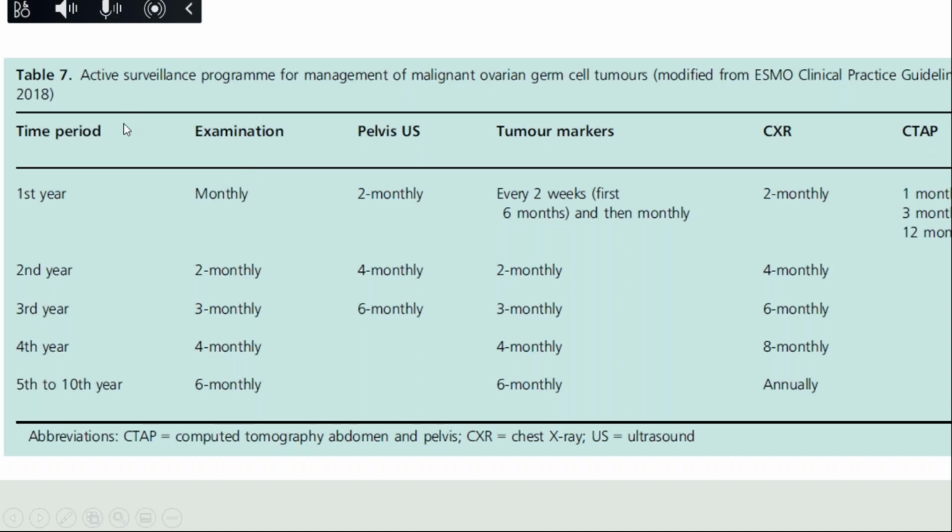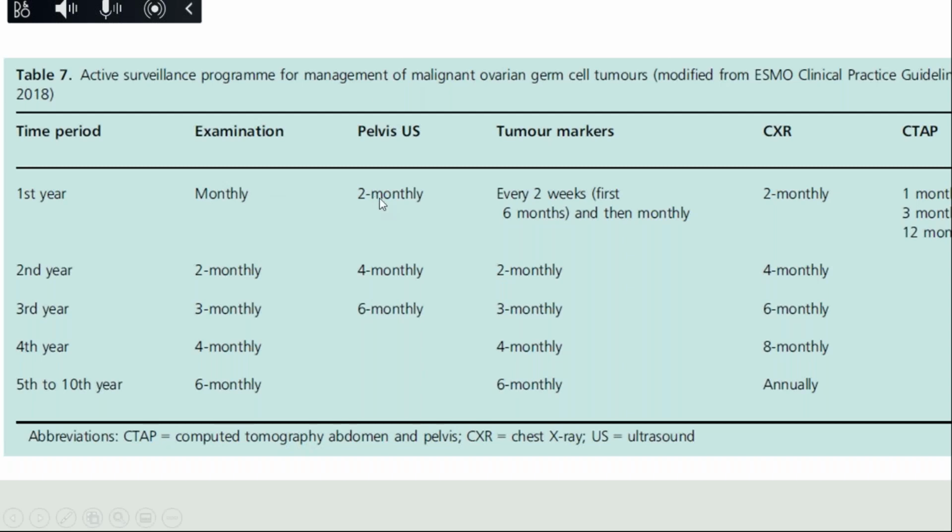Okay, so up to 5 years, we have to remember how we are going to examine the patient, when we are going to do the ultrasound scan, the tumor markers, and the chest X-ray as well. In the first year, we examine the patient monthly, in the second year 2 monthly, third year 3 monthly, fourth year 4 monthly, and from the 5th year to the 10th year 6 monthly. So remember this time period: the examination should be monthly, 2 monthly, 3 monthly, 4 monthly, and 6 monthly.